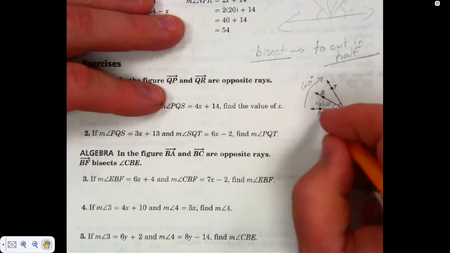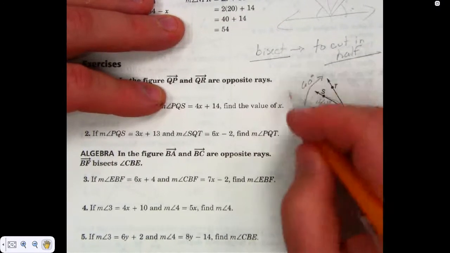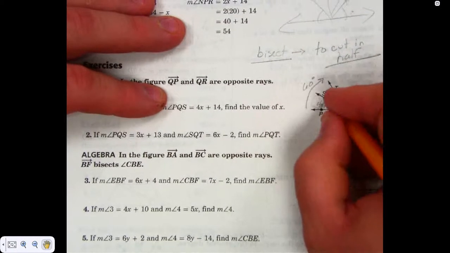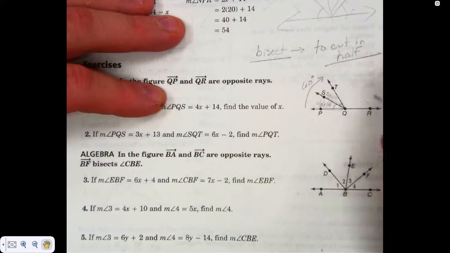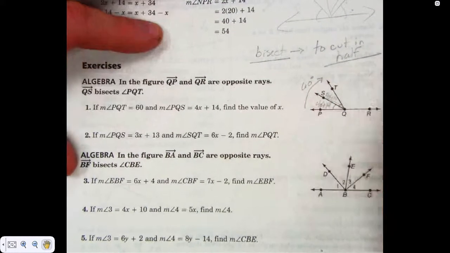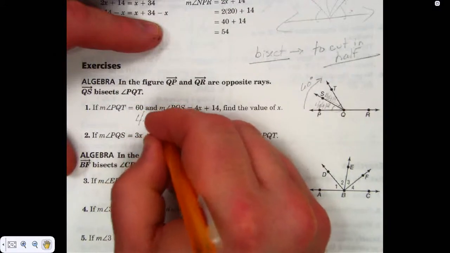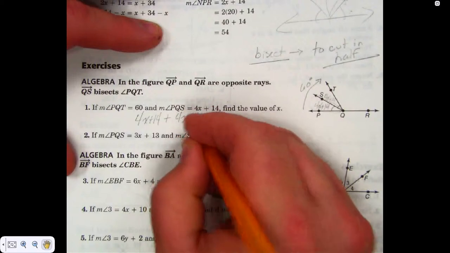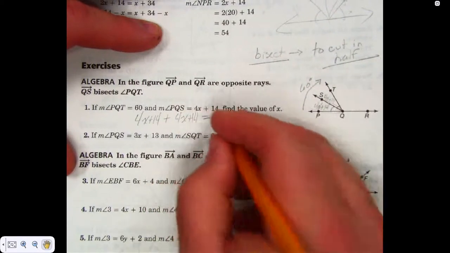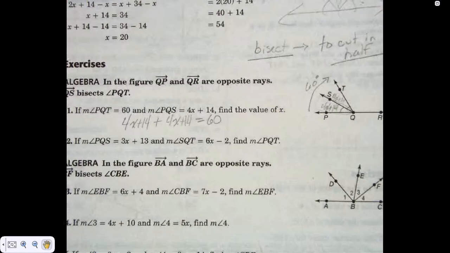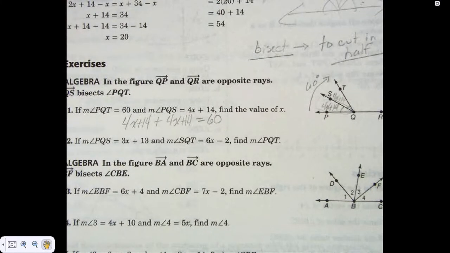Does the measure of this angle equal the measure of that big thing? No, it doesn't, does it? If this one is 4x plus 14, what's this one? 4x plus 14, because I said they're the same, right? The two parts equal the whole. So 4x plus 14 times 2, or 4x plus 14 plus 4x plus 14. When I add those two together, what should I get? 60. One of them equals 30. Agreed? Yes. Now, that's the most general way I can do it.